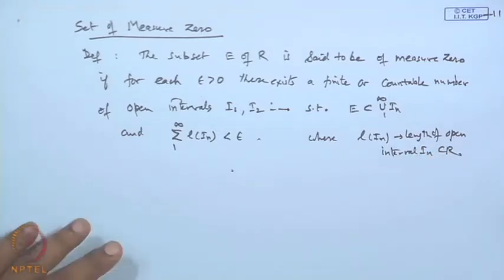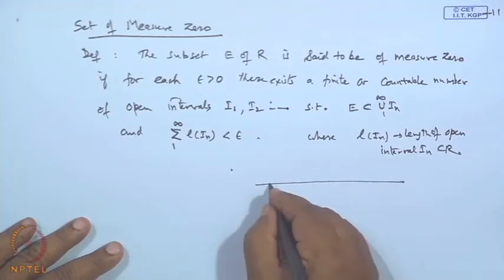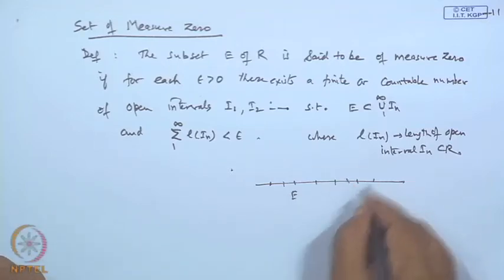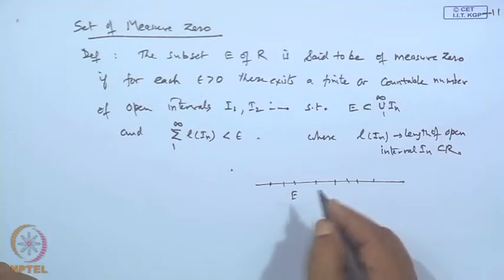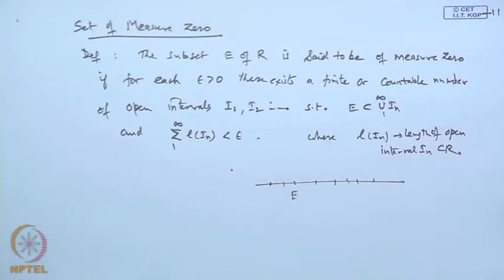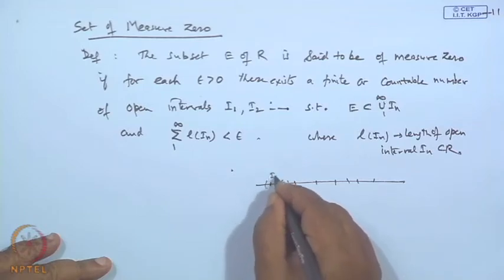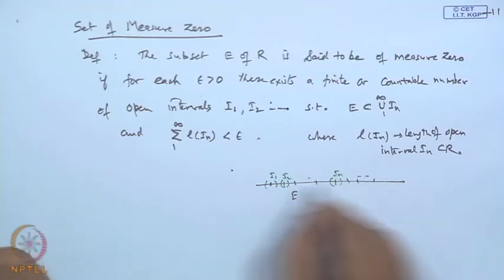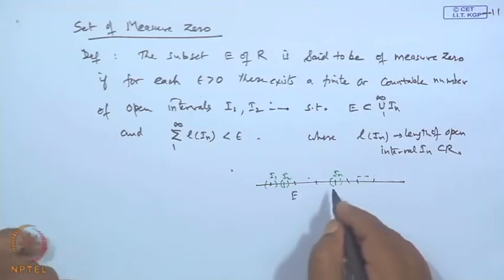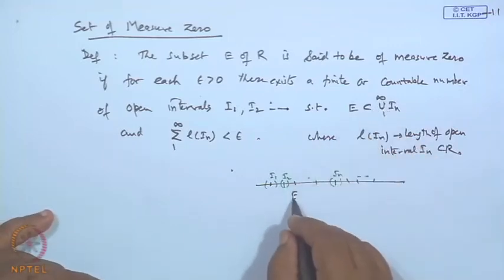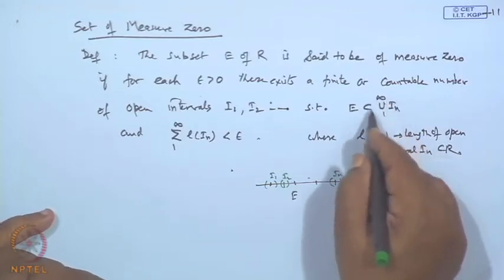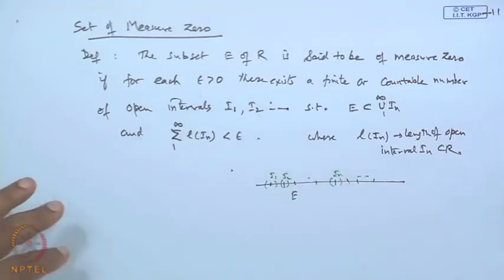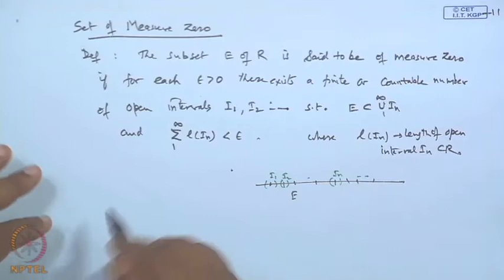Clear? So, what do you mean by that? Suppose a subset E is there, suppose these are the points in E. This set E is said to be of measure 0 if we can enclose these points by means of open intervals I 1, I 2, up to I n and so on, such that the total length of these open intervals is less than epsilon, and the countable union covers E, meaning all the points of E belong to the countable union of I n, but the sum of their lengths does not exceed epsilon. Then we say the set E has measure 0.